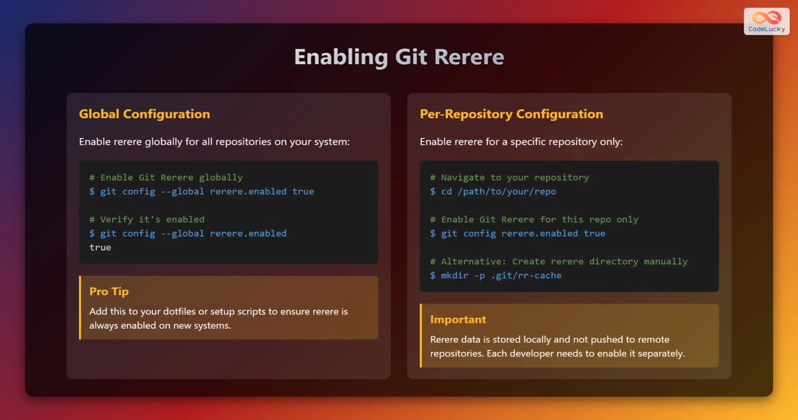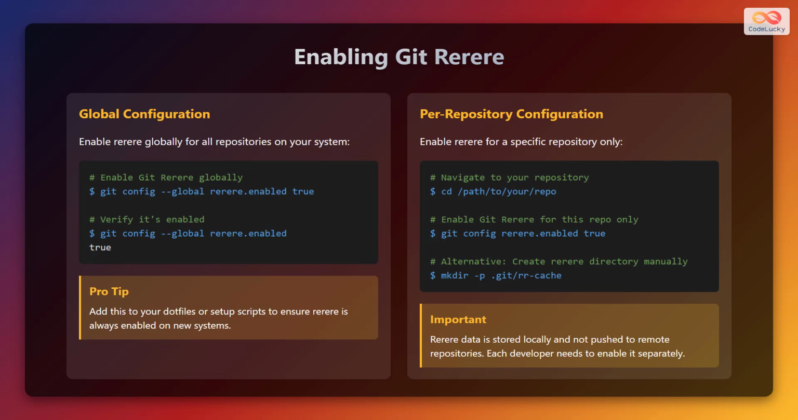Let's see how to enable Git Rerere. You can configure it globally for all repositories on your system using the command git config --global rerere.enabled true. You can verify if it is enabled or not by running the command git config --global rerere.enabled. As a pro tip, add this to your dotfiles or setup scripts to ensure Rerere is always enabled on new systems. You can also enable Rerere for a specific repository only. Navigate to your repository, then use the command git config rerere.enabled true.